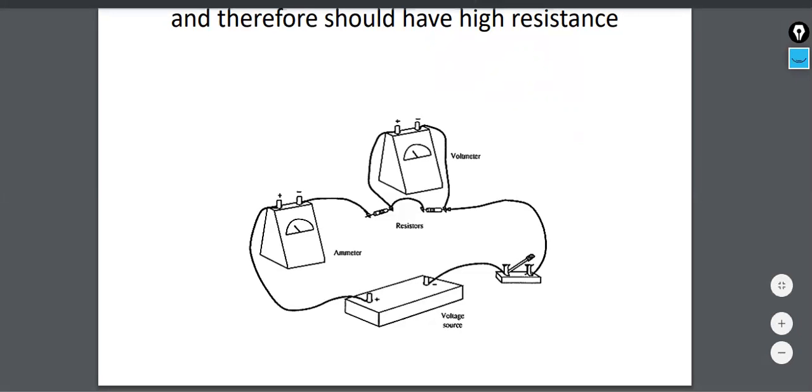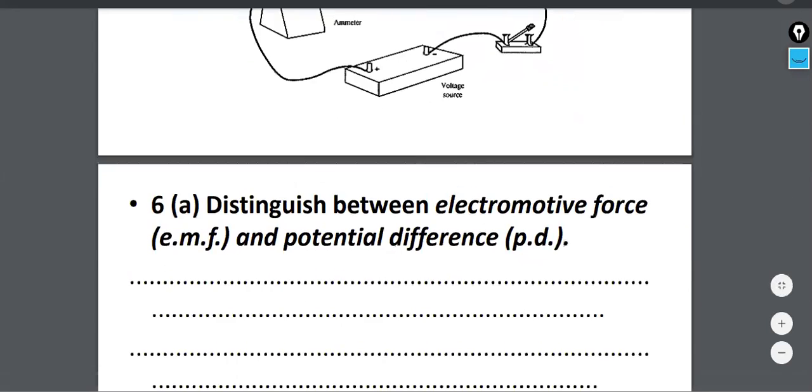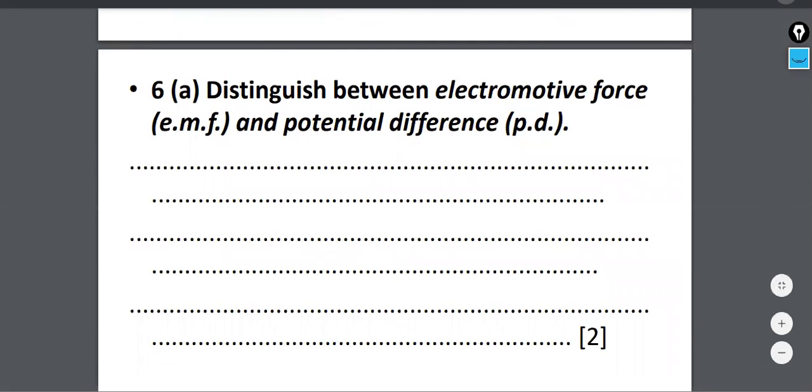I think that's the end of the slides. Here is a question from paper 2. Distinguish between e.m.f. and potential difference. That's 6A, and you probably go on to do more with it there.